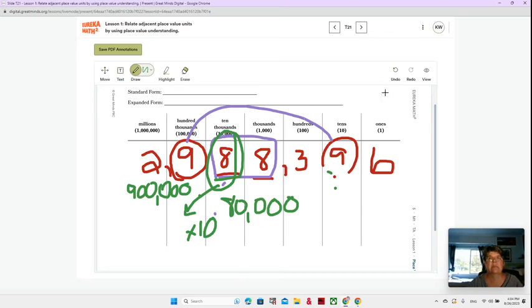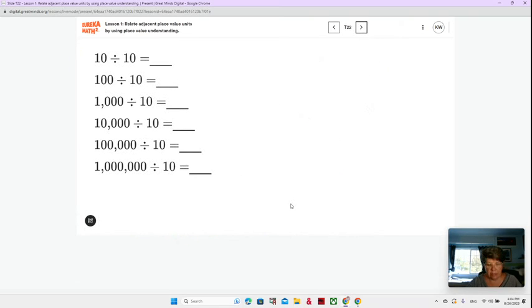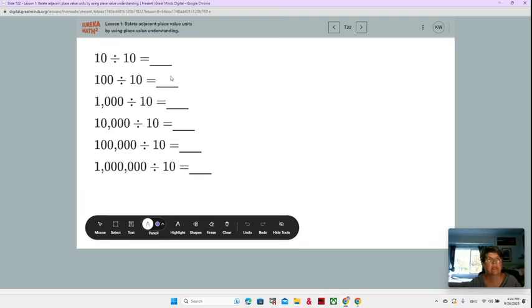All right, awesome job. And we're going to be moving on to this slide. So now look at this slide. 10 divided by 10, right? What is 10 divided by 10? 10 divided by 10 is 1, right? Okay. What is 100 divided by 10? 10, because 10 times 10 is 100. 1 times 10 is 10.